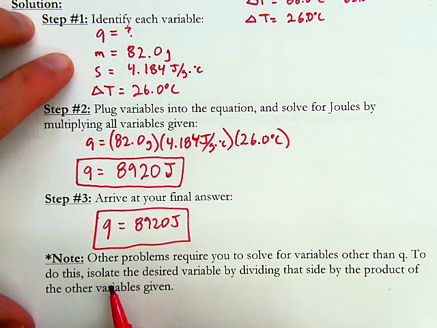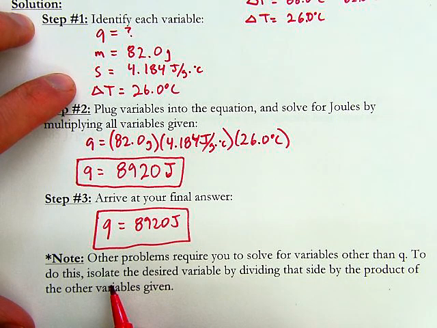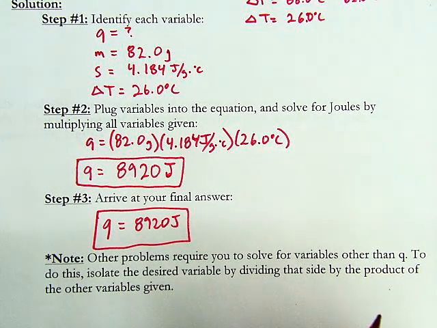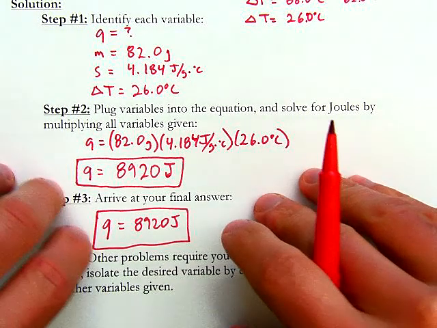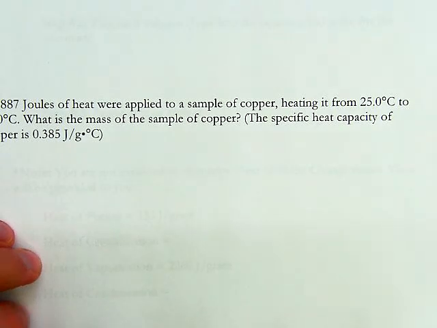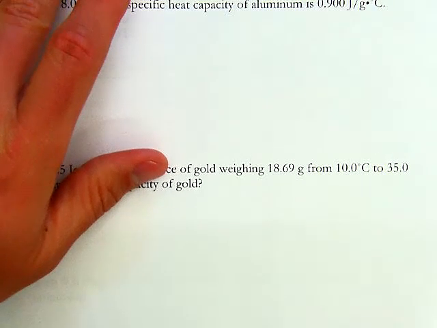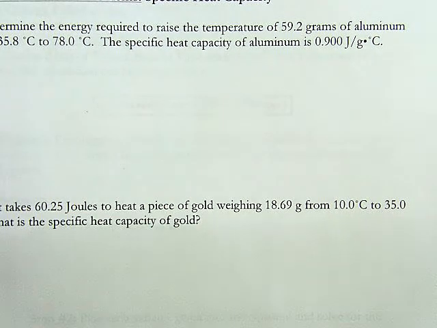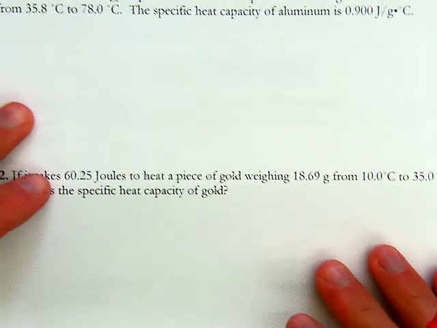So you'll always have 3 of the 4, and you'll be solving for the unknown. And we'll do some practice with those right now. So some will solve for Q, some will be solving for a different variable. So let's try some more of those out. These are specific heat calculations.